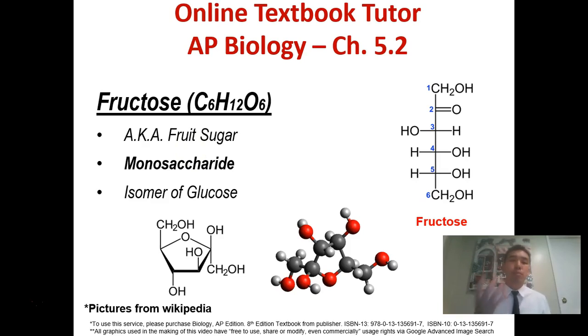So fructose is mainly found in fruits. Okay. So just keep that in mind, and as we go through, glucose and fructose are both monomers, specifically monosaccharides, since we're now talking about carbohydrates. Okay.